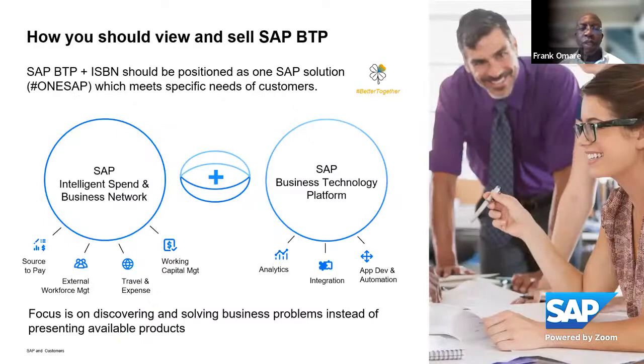How should you view B2P? As I mentioned before, B2P is not another SAP solution that we want you to worry about or to think about. It's not something that we're saying is going to replace what you currently have. In fact, it's the opposite. B2P plus ISBN should be positioned as one solution that meets the needs of customers, your needs. And the focus here is on discovering and solving business problems.